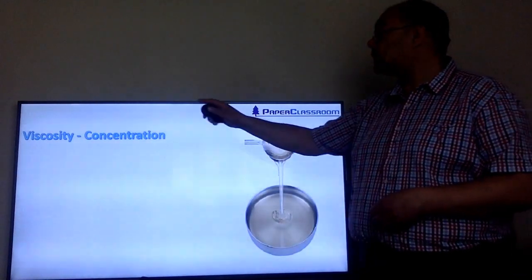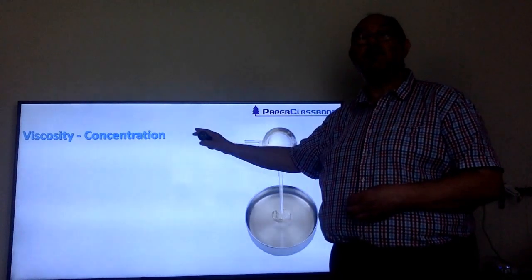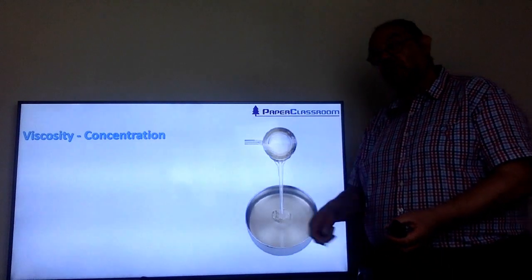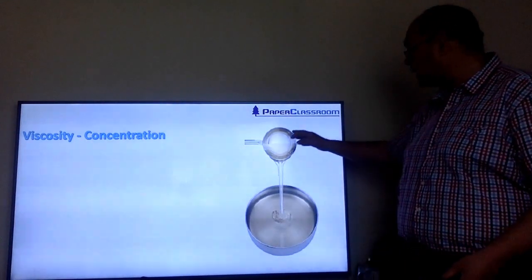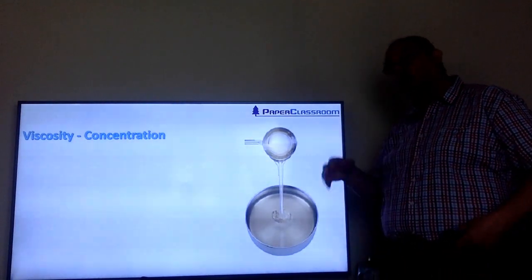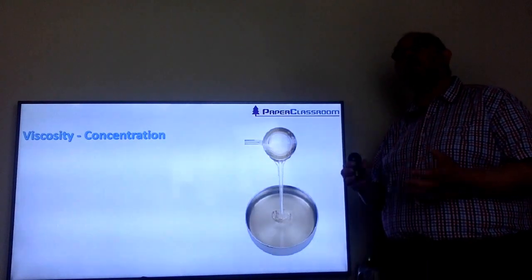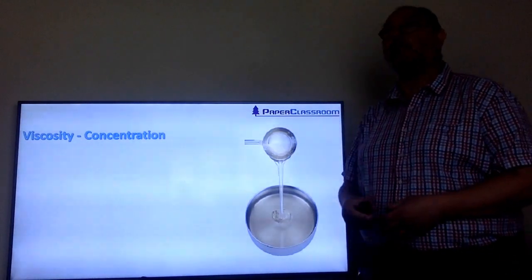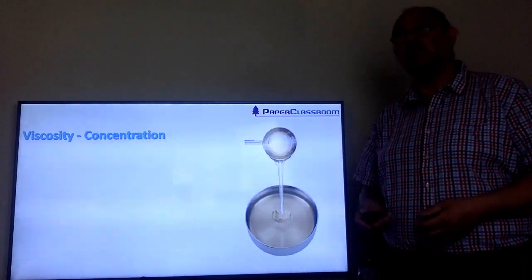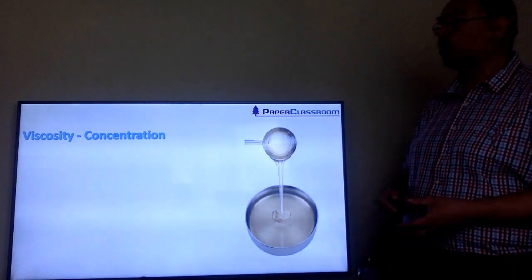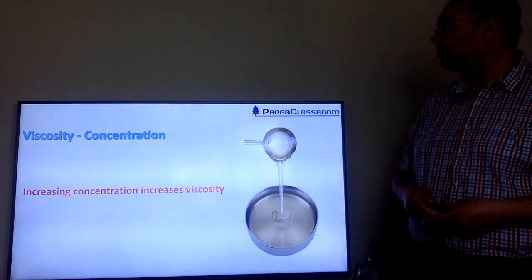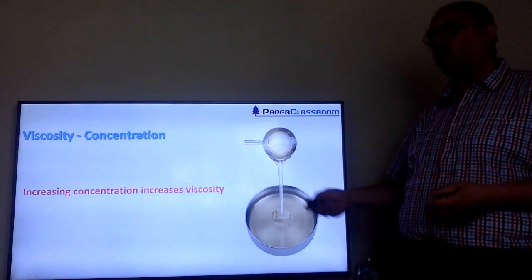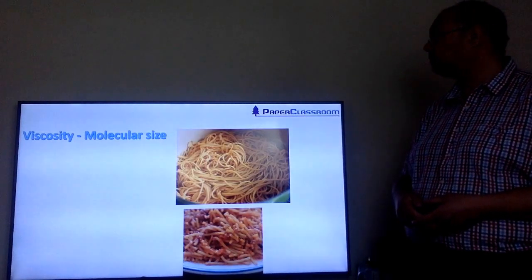Another thing that will change the viscosity of water is the concentration of materials that we dissolve in it. You take some water, it's nice and fluid, but if you start to dissolve sugar in it more and more and more, then it will become syrupy because the viscosity is increasing. So there's a nice simple example of how the concentration of materials will increase the viscosity of water, and that's a very easy one to see. So increasing concentration generally always increases viscosity.